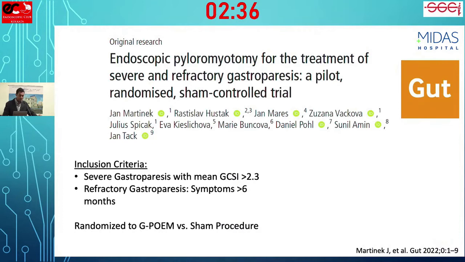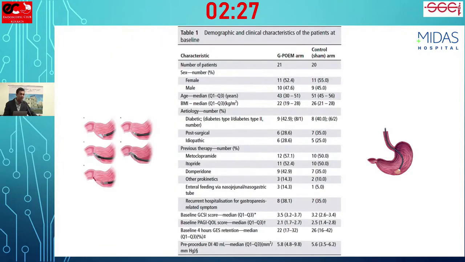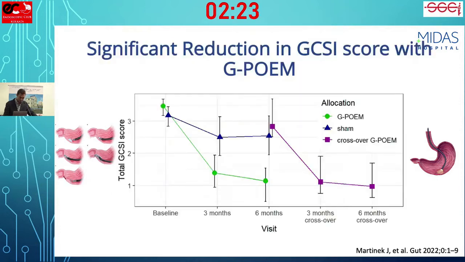Most recently, there's a randomized controlled trial comparing GPOM versus a sham procedure in severe gastroparesis patients. There was no difference at baseline, 21 patients in the GPOM arm and 20 in the sham arm. There was significant reduction in the GCSI score with GPOM, and the sham arm, which is in blue, when they were then assigned to GPOM, there was an improvement in scores, thus suggesting that GPOM is effective in a randomized controlled high quality study.